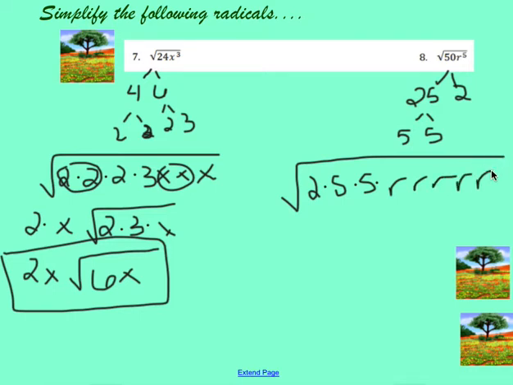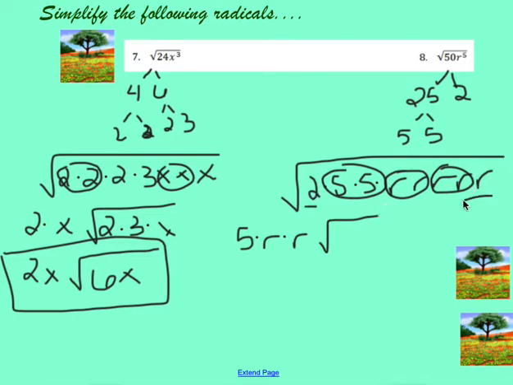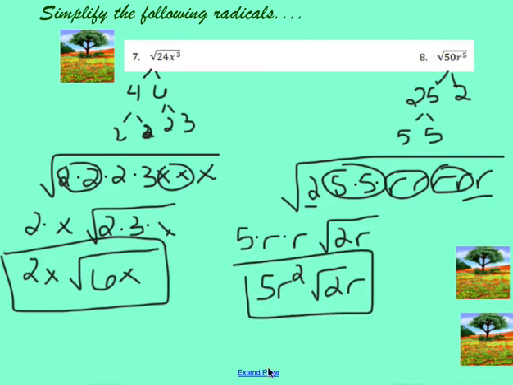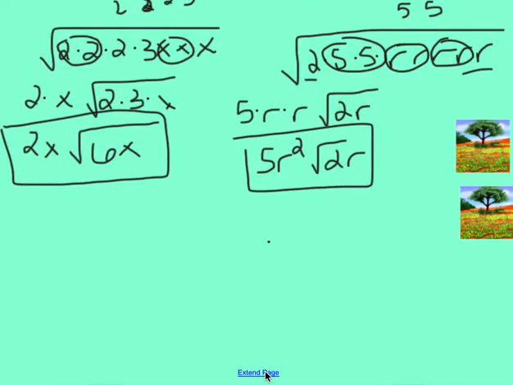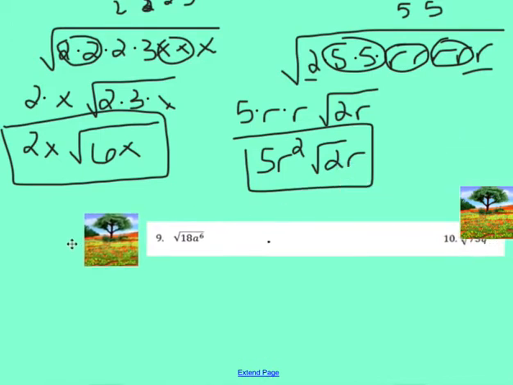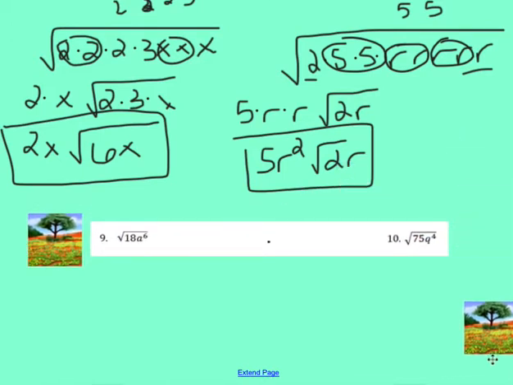Now I need to find some pairs. I have a pair of 5's, a pair of r's, and another pair of r's. So on the outside, I can take out a 5, I can take out an r, and I can take out another r. So left underneath the radical is 2 and r. So when I have 5, that 5 is going to stay the same, and r times r is r squared. So I have 5r squared times the square root of 2r. So that's your final answer for number 8. Goodness gracious me, I have no idea what's going on right now.